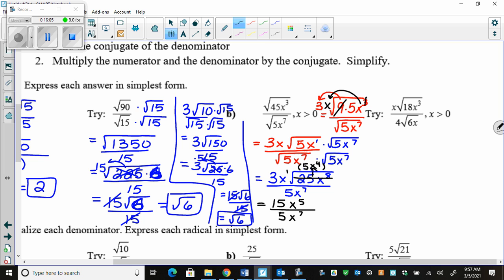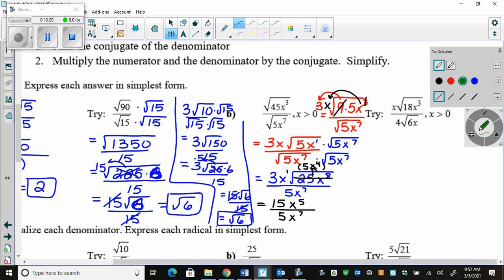Now, this is only going to be able to reduce because between both of them I have what operation happening? Like between the 15 and the x to the 5. What operation is happening between them? Multiplication. So only because there's multiplication between these can I cancel off if the coefficient matches and if the variable matches.